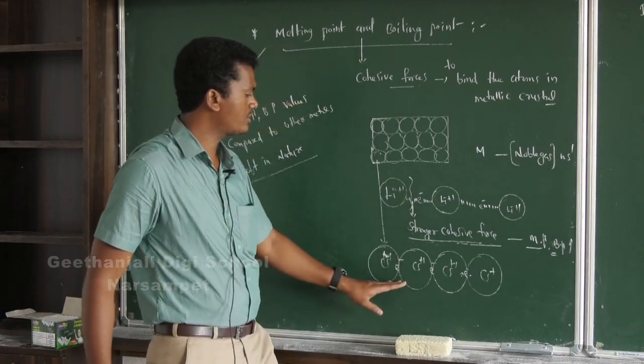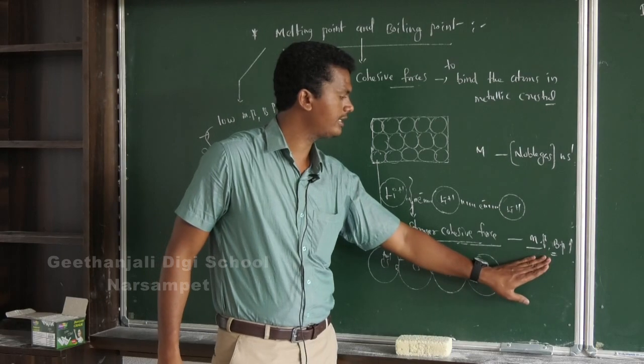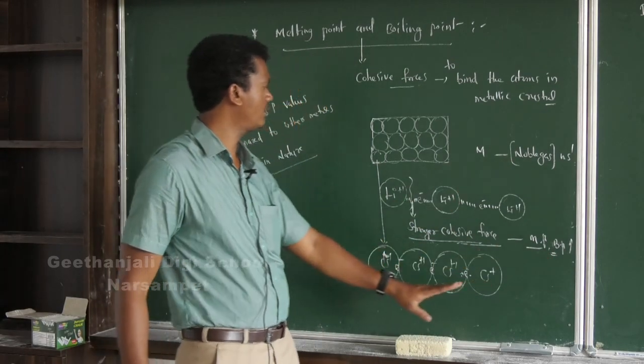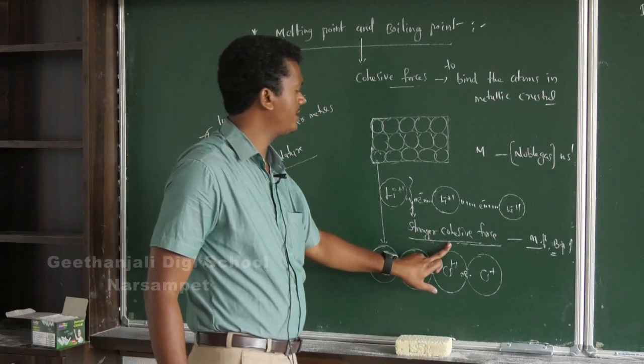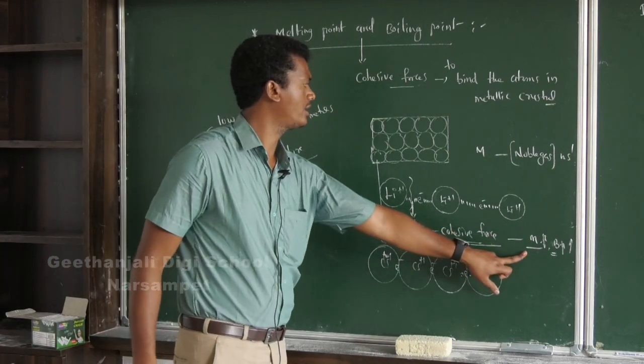With the decrease in the cohesive forces, the melting point and boiling point of these alkali metals also decrease. So on moving from top to bottom, cohesive forces decrease, so MP and BP values decrease.